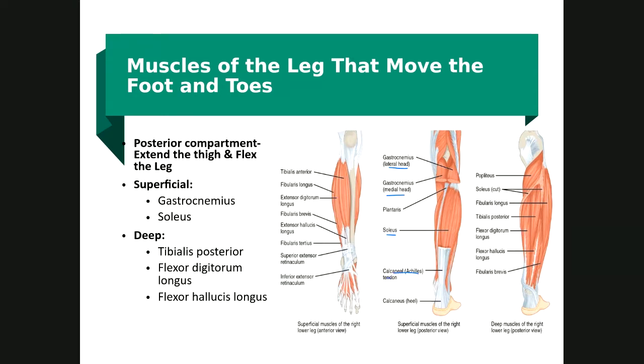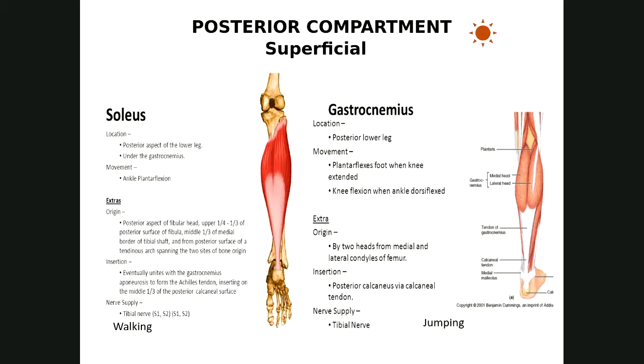Deep to this, we have three muscles. One is called the tibialis posterior. The other is the flexor digitorum longus, which is located medially, and then the flexor hallucis longus, located laterally. Flexor hallucis longus will flex the big toe. Flexor digitorum longus will flex the digits from 2 to 5. So let's look at these in more detail.